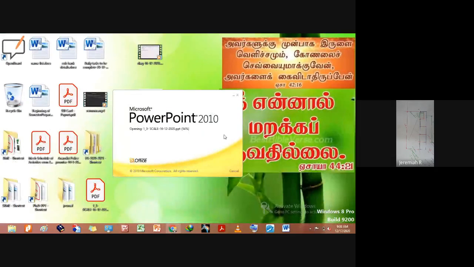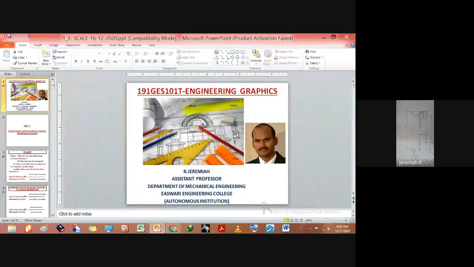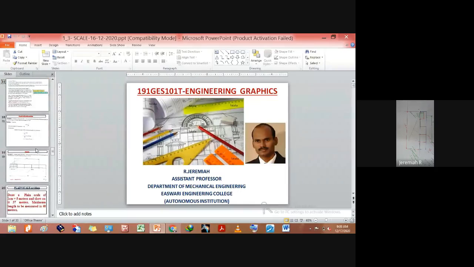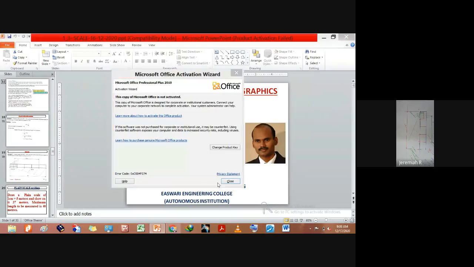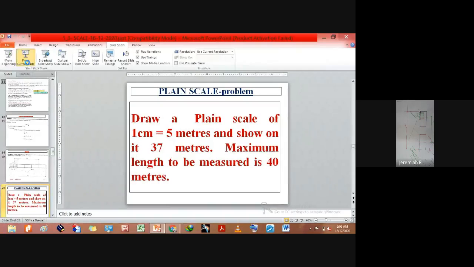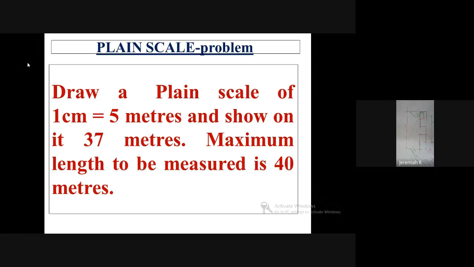Draw a plane scale of 1 centimeter is equal to 5 meters.